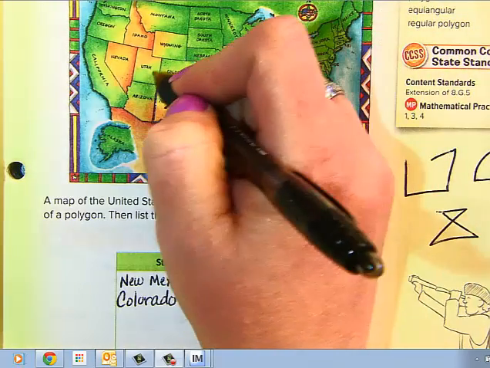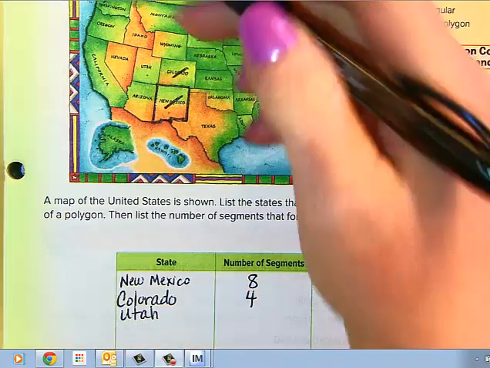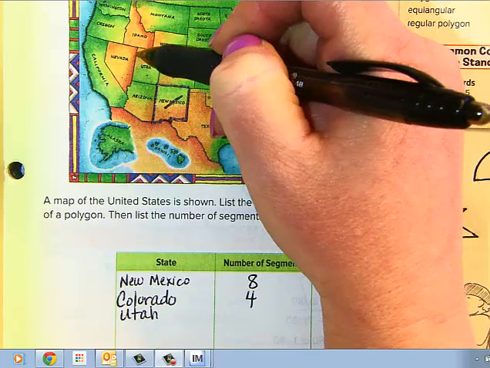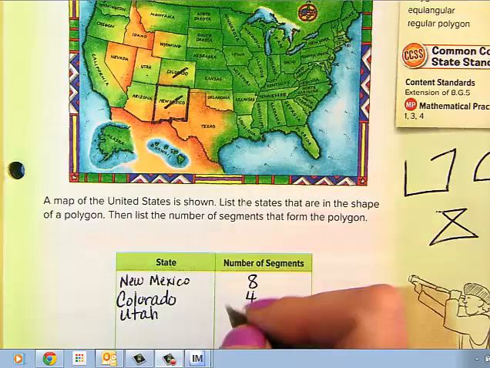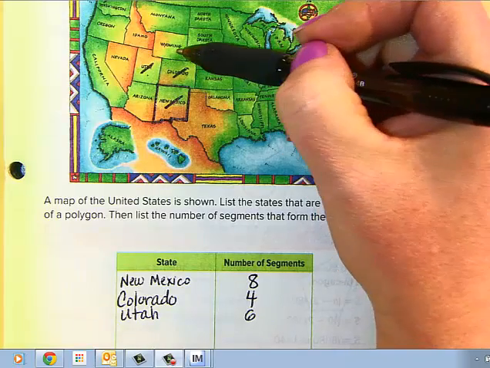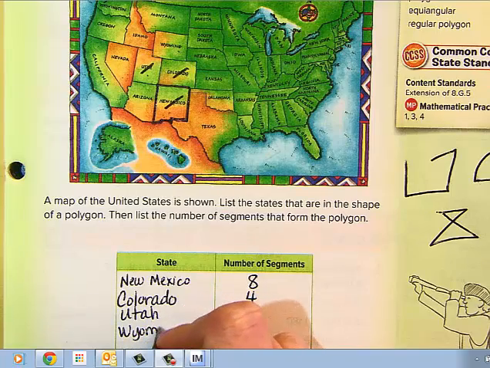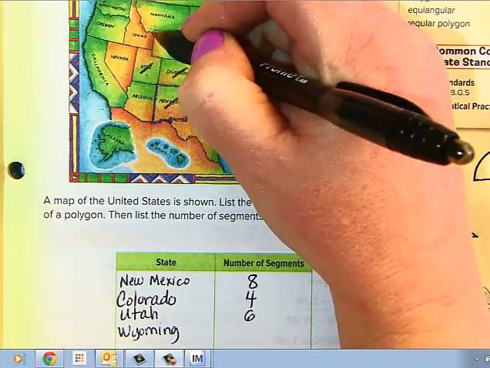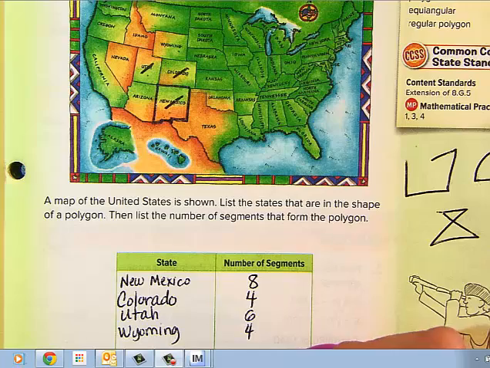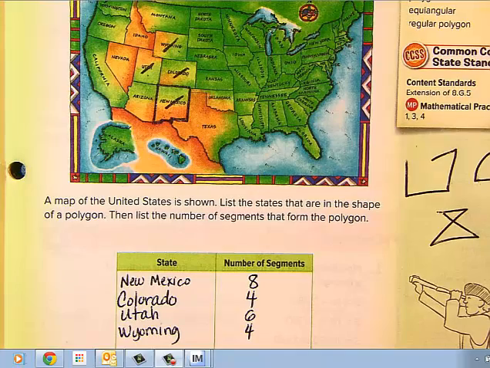Well, yes, right next to Colorado is Utah. It has straight sides, and it has 1, this little one in here, 2, little one here, 3, 4, 5, 6. So Utah has 6. So now I've covered Utah. Looking straight up from there to Wyoming, Wyoming has all straight sides, and it has 1, 2, 3, 4 straight sides. So Wyoming would count.